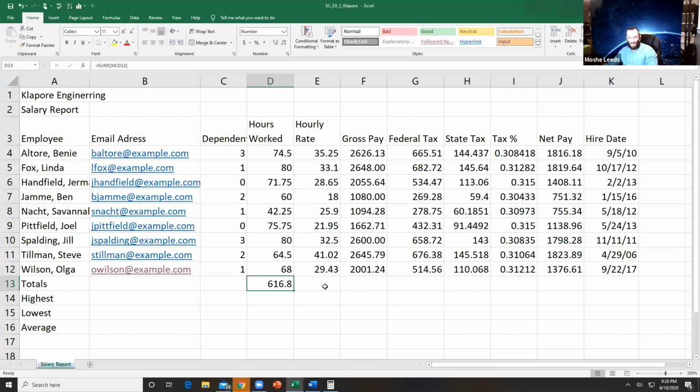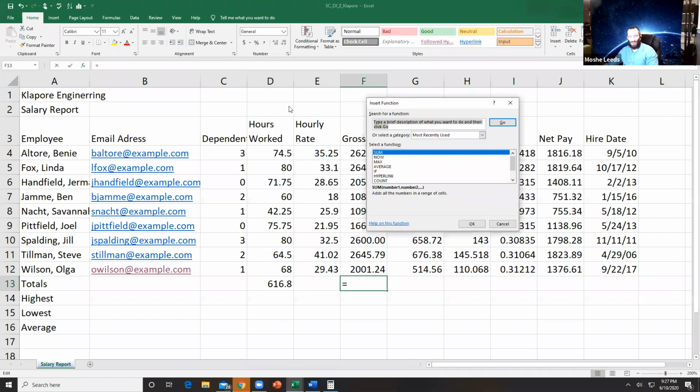Now, to do an auto sum with hourly rate doesn't tell me anything because everyone is different. Okay, so gross pay, yes, that gives me an accurate auto sum. So I'm going to go to function again. I'm going to click on the function because I want to show you how to enter these functions. I'm going to select my sum function.